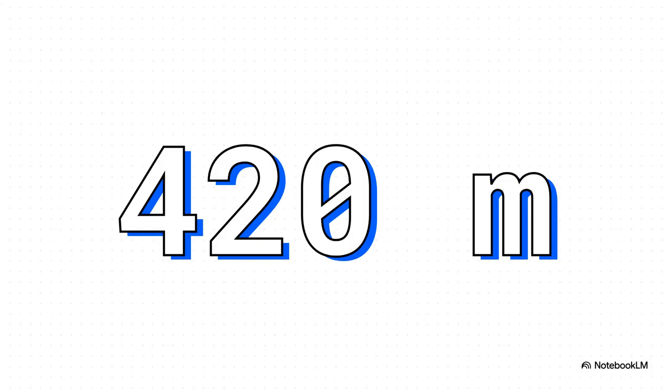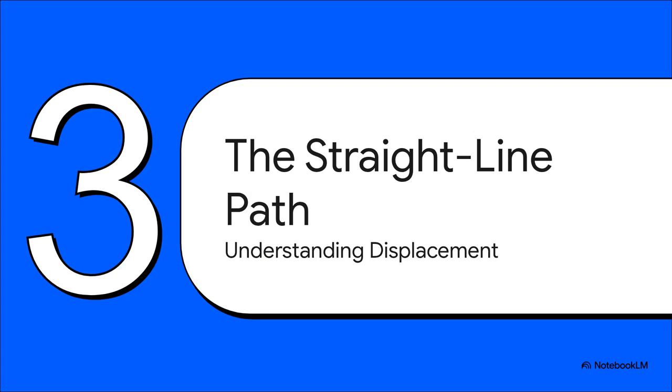Now, the key thing for distance is you just add it all up. Direction doesn't matter one bit. So 180 plus 140 plus 100 gives us a grand total of 420 meters. That's the full story of their journey. But what if we don't care about the scenic route? What if we only want to know the bottom line? Where did you end up compared to where you started?